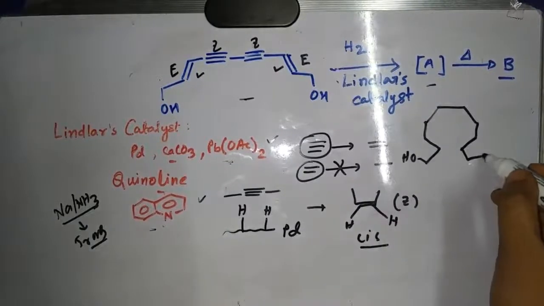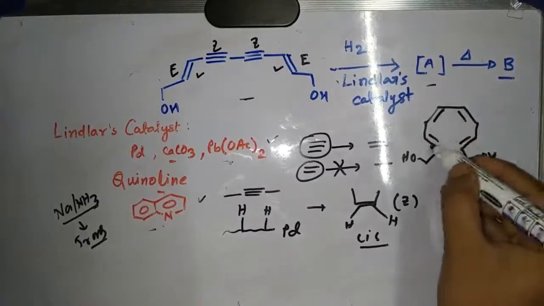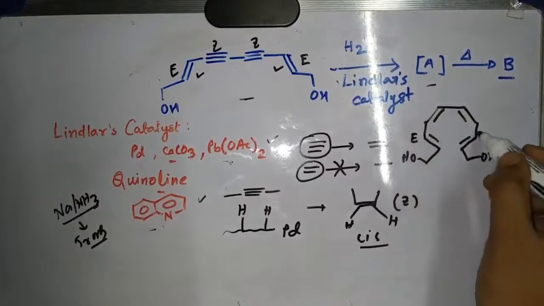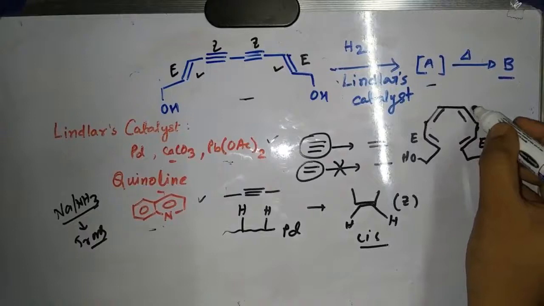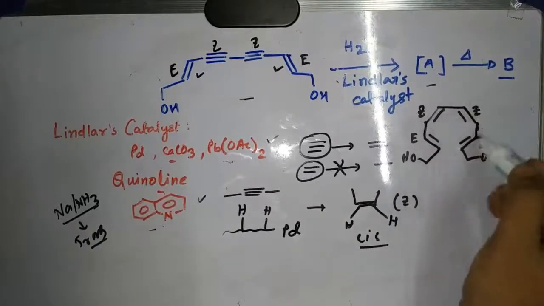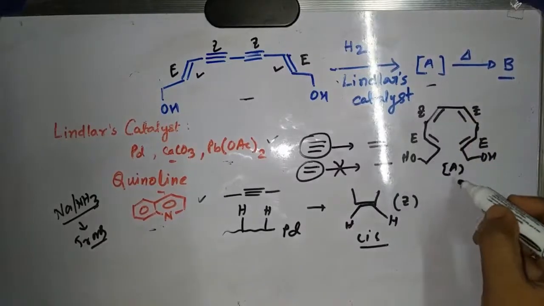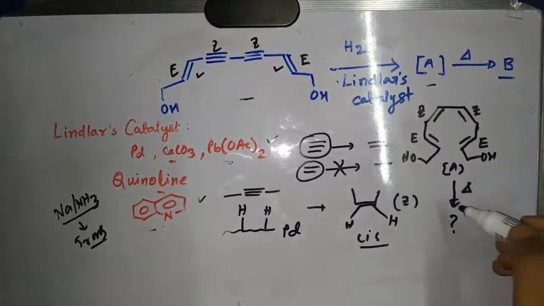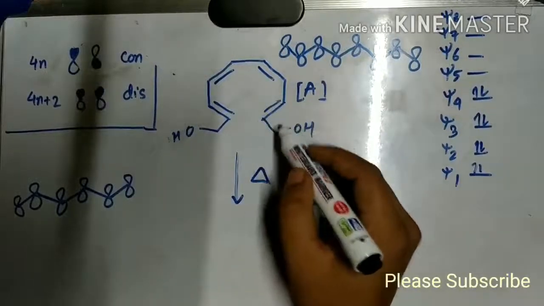It will form like this, with CH2OH here and CH2OH here. Now these two terminal alkenes are trans, so it is an E isomer. This is also trans, meaning E isomer, and this is cis, so this is a Z isomer, and this is also a Z isomer. This is the particular structure of intermediate A. Now it will react with the heating condition. So what will form? Let us see. This is the intermediate A, and it will react under heating conditions.